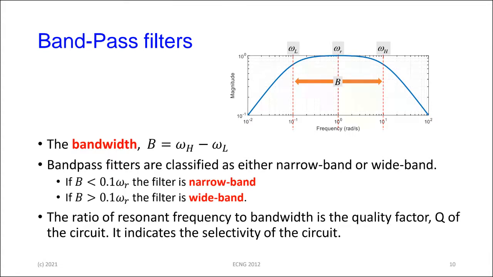We call the bandwidth of the filter the range of frequencies between omega H and omega L. And then we also classify, and that's a little bit of a misspelling here, it's supposed to be filter, so you can change that. They're classified as either narrowband or wideband. If the bandwidth, that capital B here, is smaller than 0.1 of the resonant frequency, in other words less than 10% of that center frequency, they call it a narrowband filter. And if it's more than 10% of that, they call it a wideband.